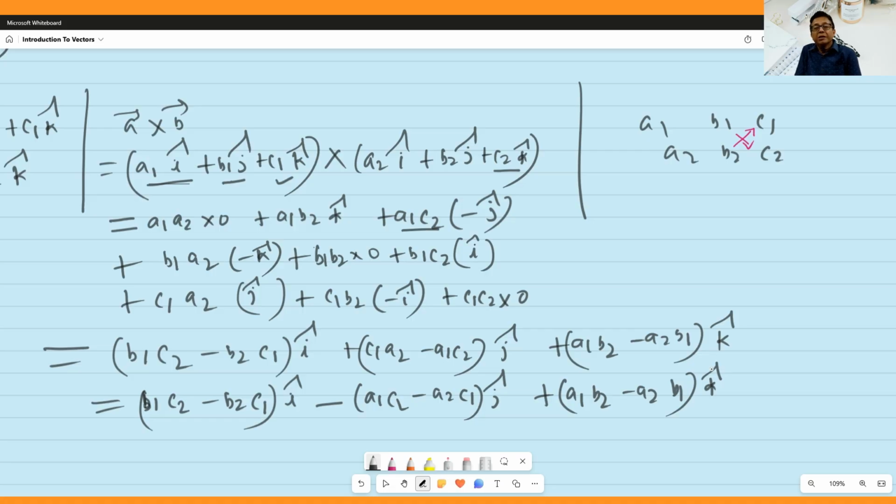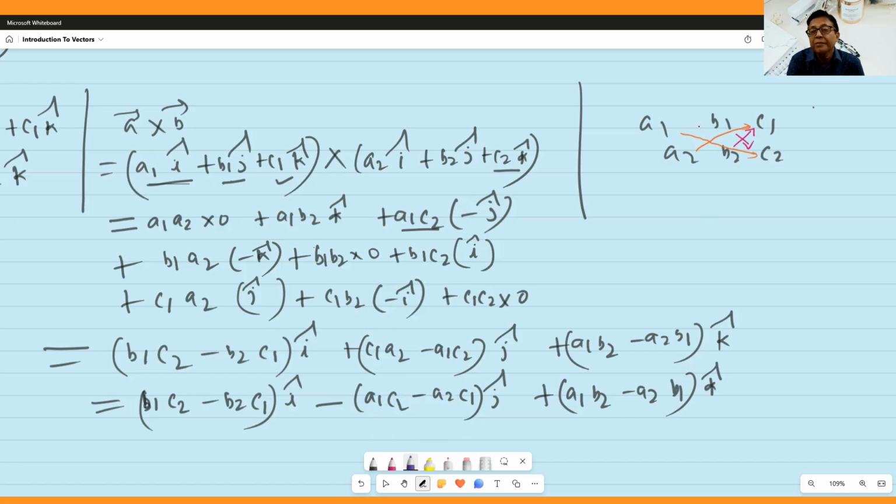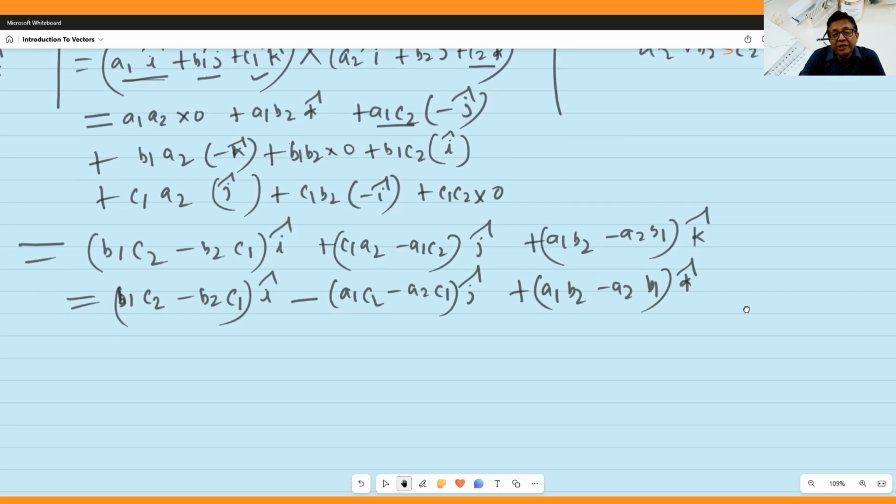Because now it is going to be A1 C2. See, look at this. A1 C2 minus A2 C1. And next one, A1 B2 minus A2 B1. Agree or not? Next one going to be what? A1 B2 minus A2 B1. We'll remember this by using a little bit concept of determinant expansion.